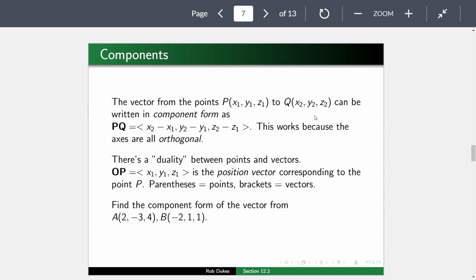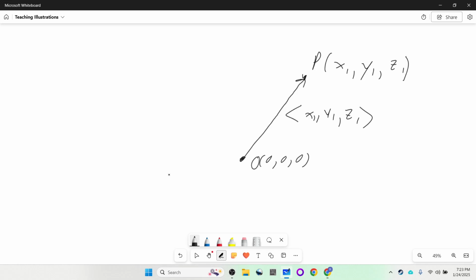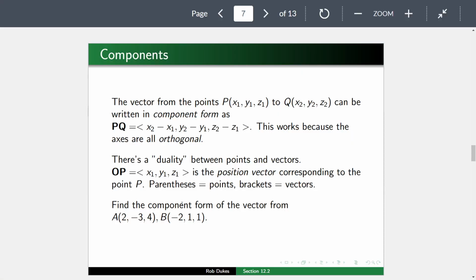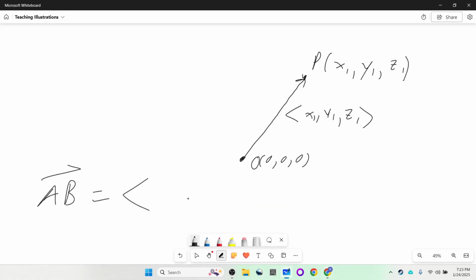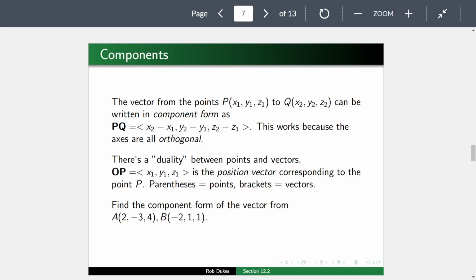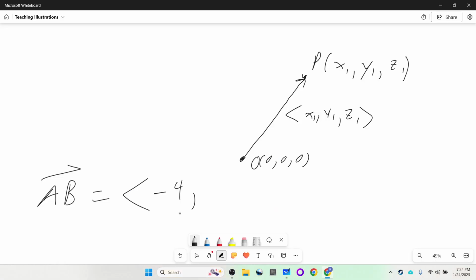So let's say we'll find the component form of the vector from a is 2, -3, 4 to b is -2, 1, 1. Well, we subtract. We say a, b, and we'll just subtract the second x minus the first x, which is -2 minus 2 would be -4. The y's would be 1 minus -3, so that's 4. Z would be 1 minus 4 is -3. So -4, 4, -3. And so that is the vector connecting A and B.